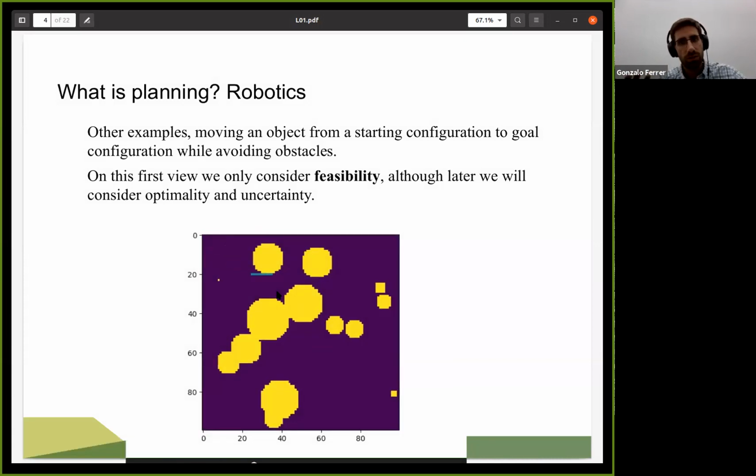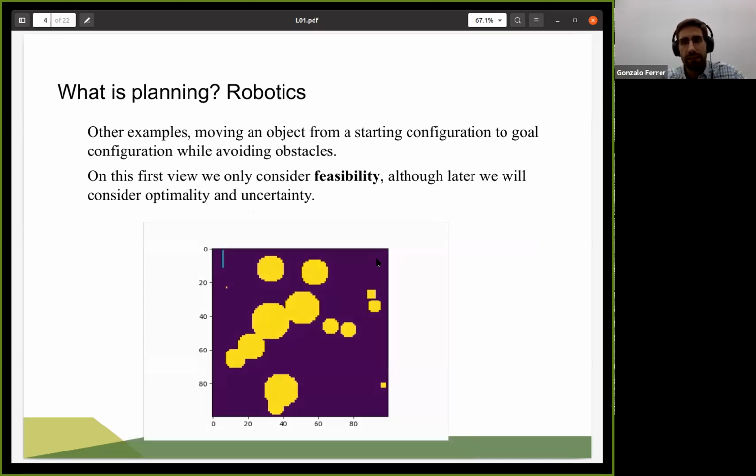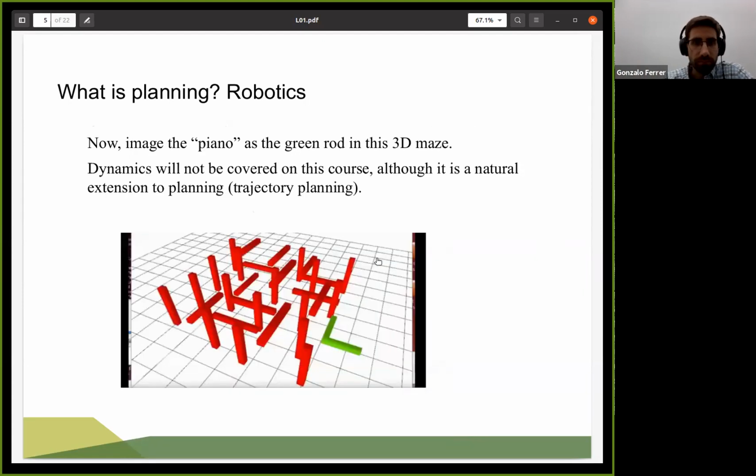Later, we will consider other little details, such as optimality. So can you do this in minimum time, or by being as far away from obstacles as possible? And we will also talk about uncertainty, because the world is uncertain, and for some examples, this is a serious issue. So uncertainty involves all this stochasticity in the world, and we'll cover this in lecture, I think from lecture 7. So for now, don't worry too much about this.